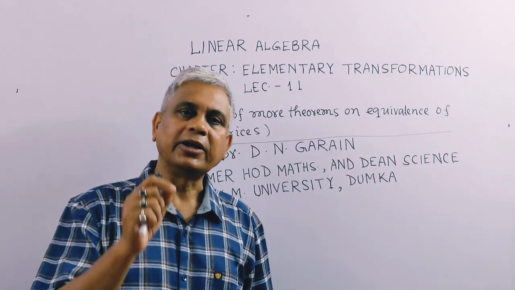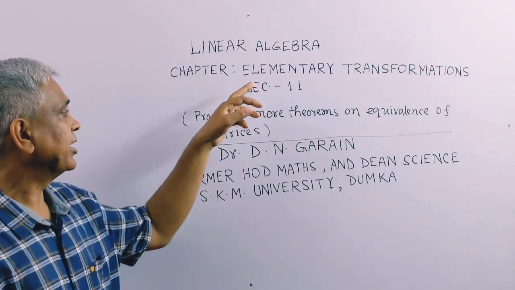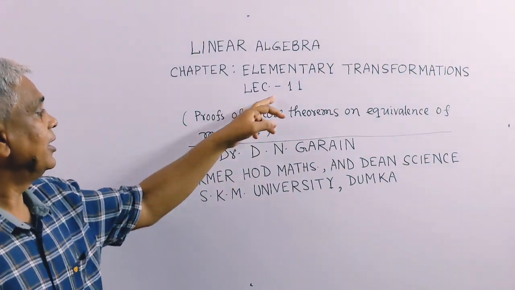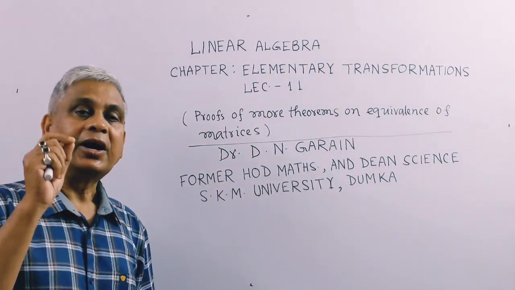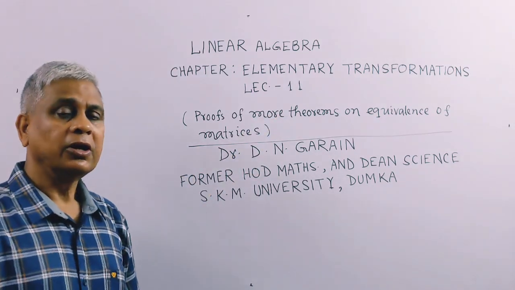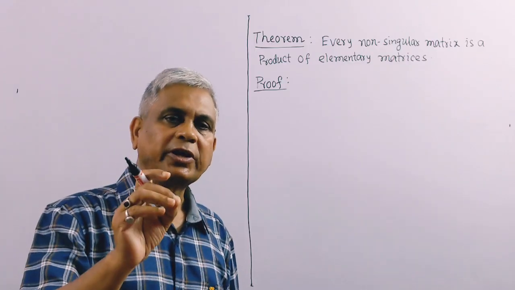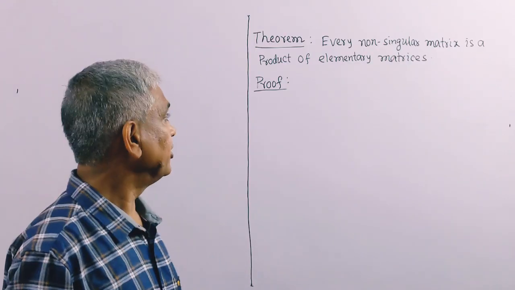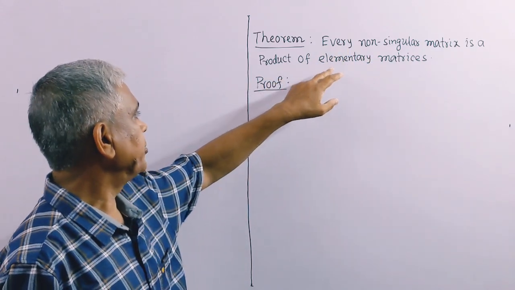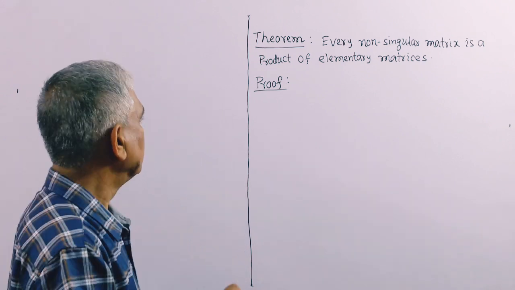Today I will deliver a lecture on linear algebra, chapter elementary transformations, lecture number 11, in which I will prove some more theorems on equivalence of matrices. Now we prove a theorem. The theorem is: every non-singular matrix is a product of elementary matrices. Now we prove this.